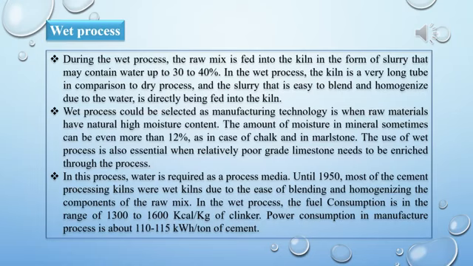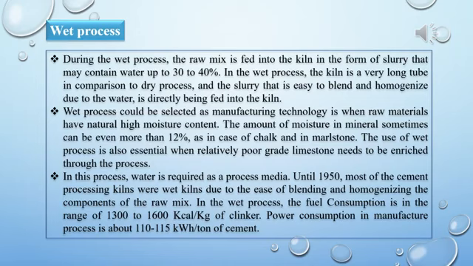Student, in this point he said that in the wet process we use slurry of raw material which may contain 30 to 40% of water, and that slurry is directly fed into the kiln, which is very long as compared to the dry process. Because the raw material is in the form of slurry, it is easy to blend and easy to homogenize and directly fed into the kiln.